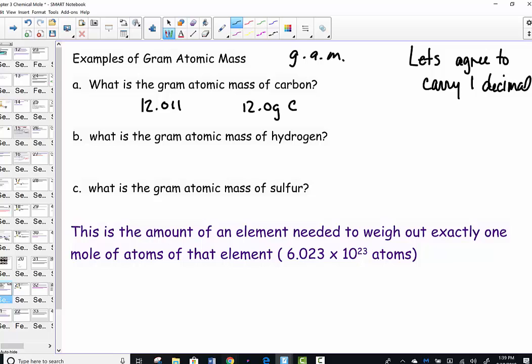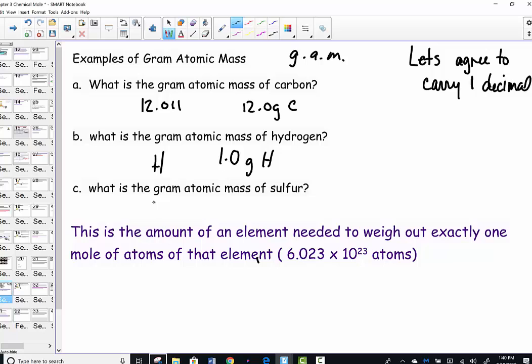When I found the element hydrogen on the periodic table, it's the very first one. It says 1.008. Yours might be different if it rounds a little differently or has a different number of decimals, but I'm going to call that 1.0 grams of hydrogen. Atoms of hydrogen would weigh 1 gram.